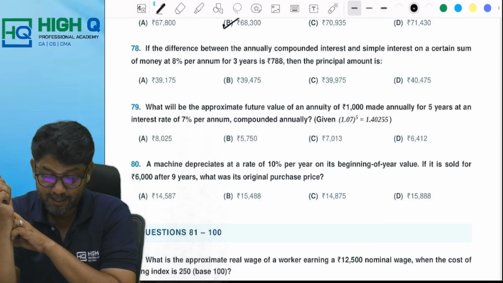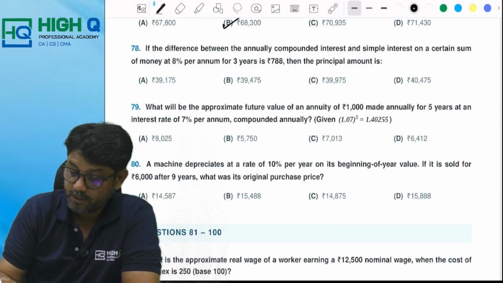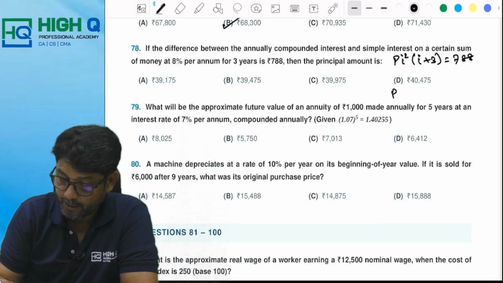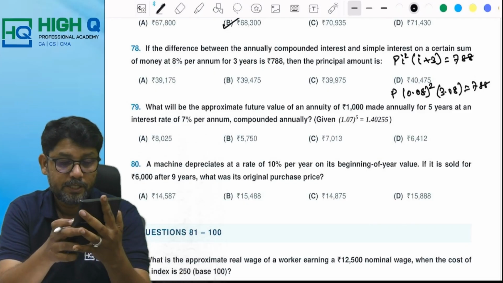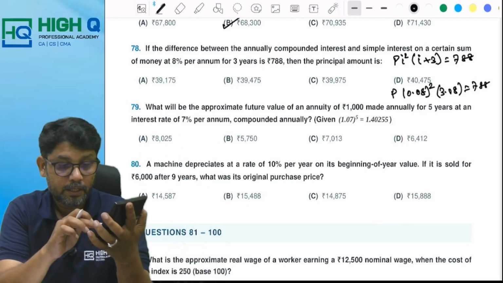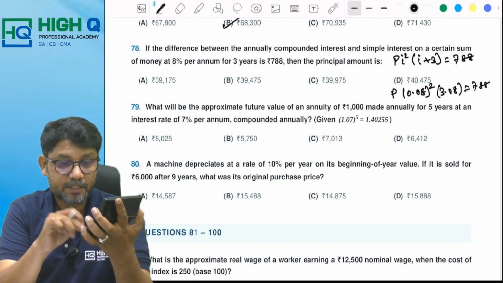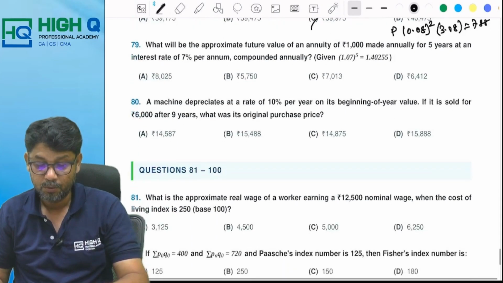Next, if the difference between the annually compound interest and the simple interest on a certain sum of money at 8% per annum for 3 years is 788, then the principal amount is? I think you know the shortcut, right? P i squared into (i + 3) is equal to 788 is given. Here i squared is 0.08 squared, 0.08 plus 3, 3.08 is equal to 788. So simply 0.08 squared into 3.08, divided by... 788. We get 39,975. Option C, my dear.